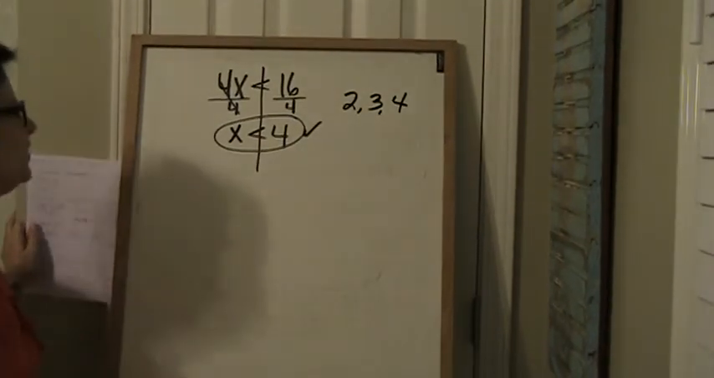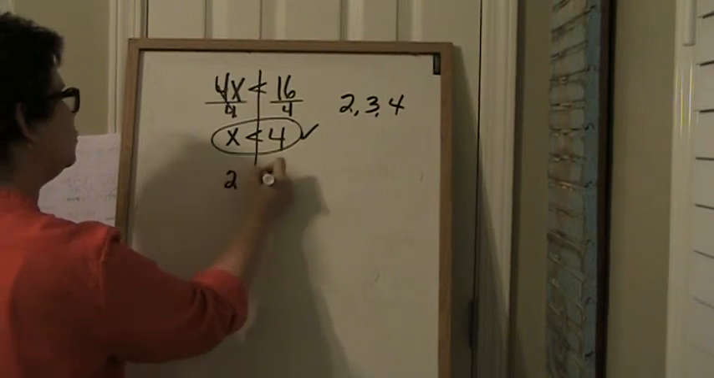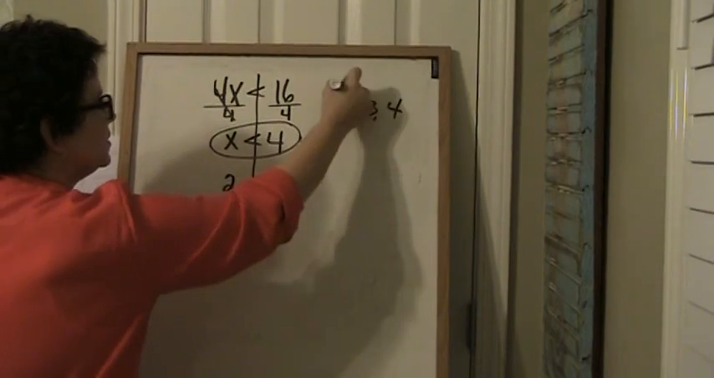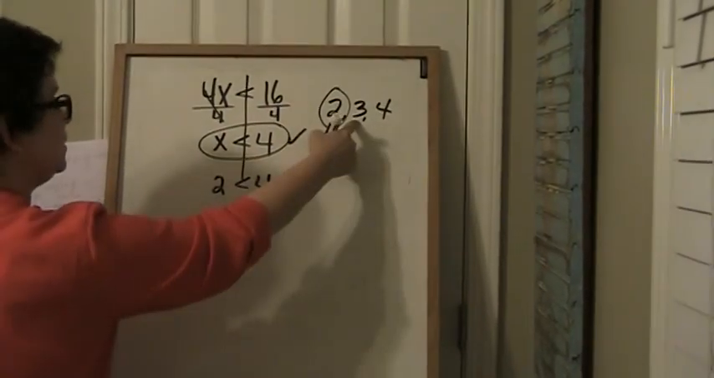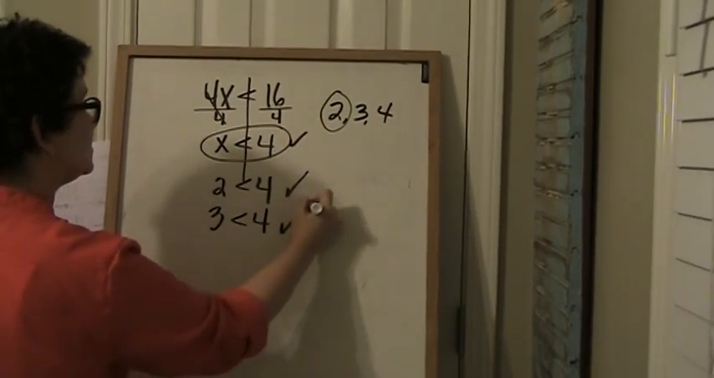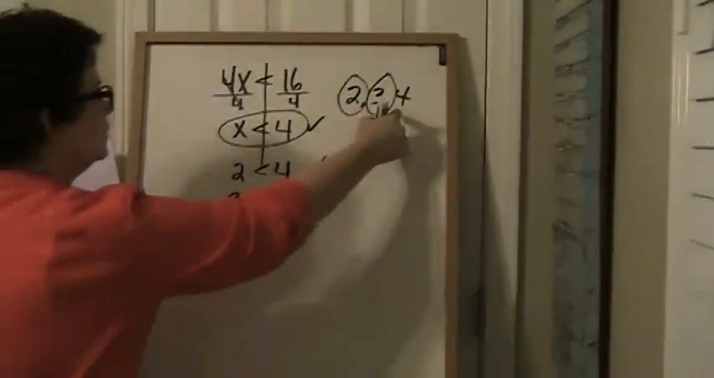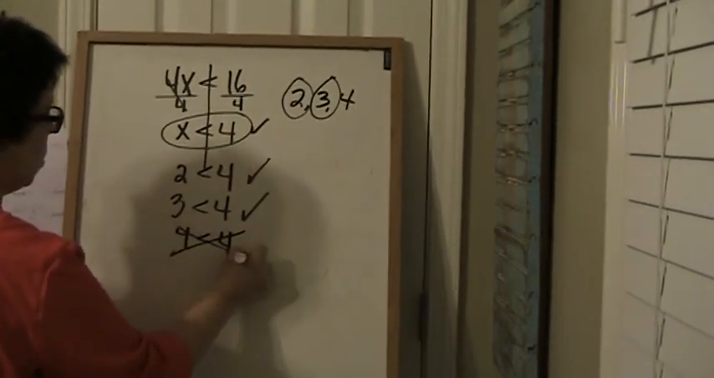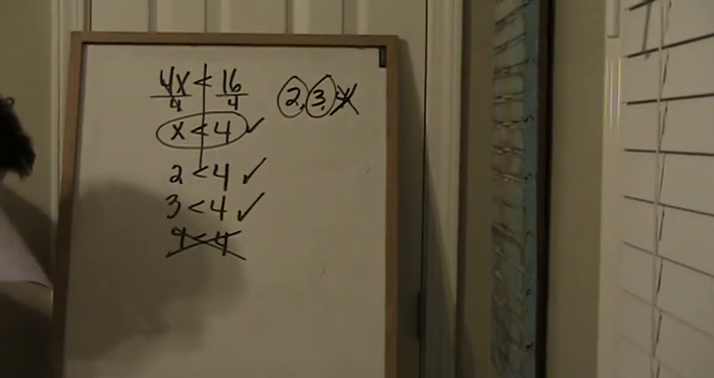Okay, so let's see if each one of those work. Is 2 a solution to the inequality? Is 2 less than 4? Yes, it is. So 2 is a solution. Is 3 a solution? 3 is less than 4. Yes, it is. So 3 is a solution to the inequality. Last one is our 4. Is 4 less than 4? No. So 4 is not a solution to our inequality.